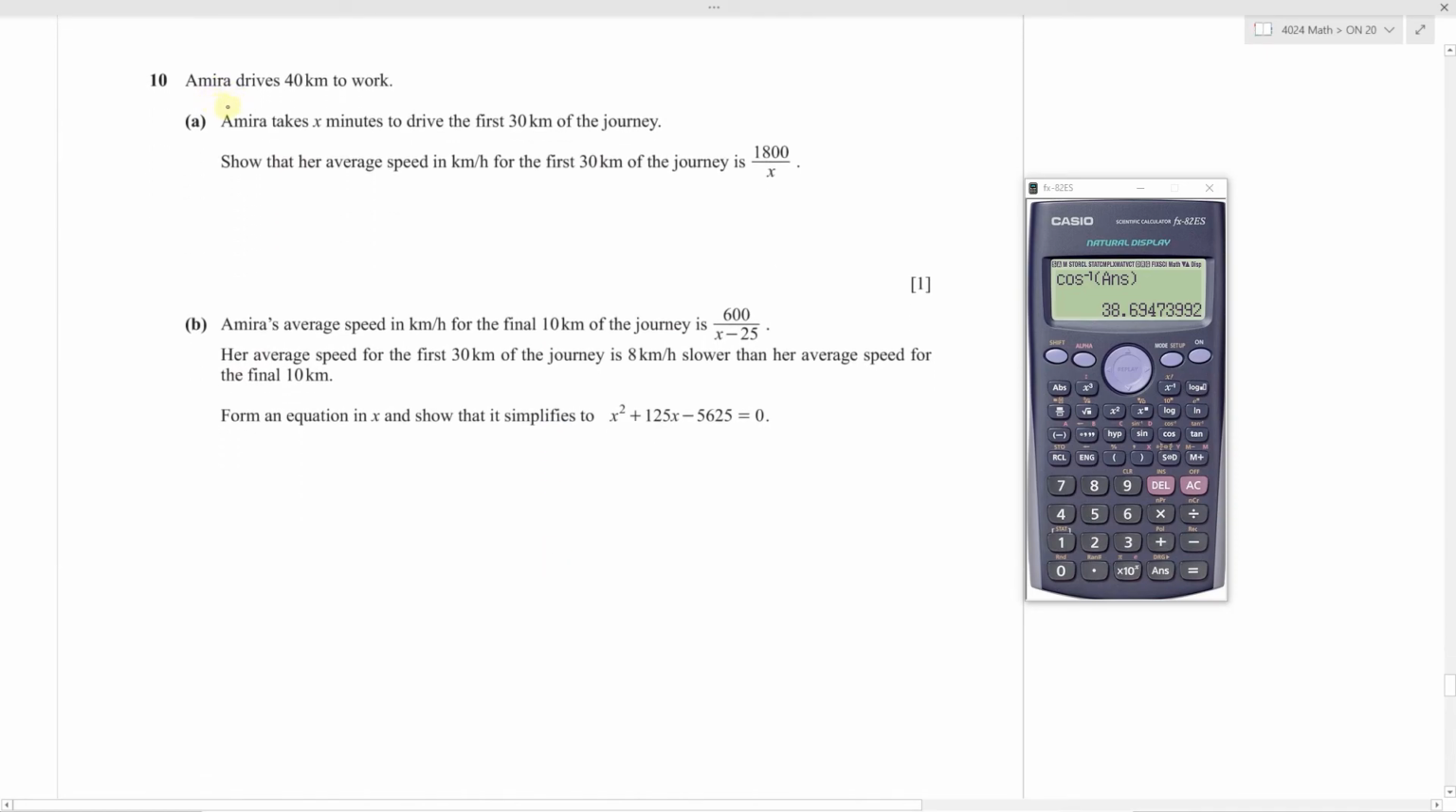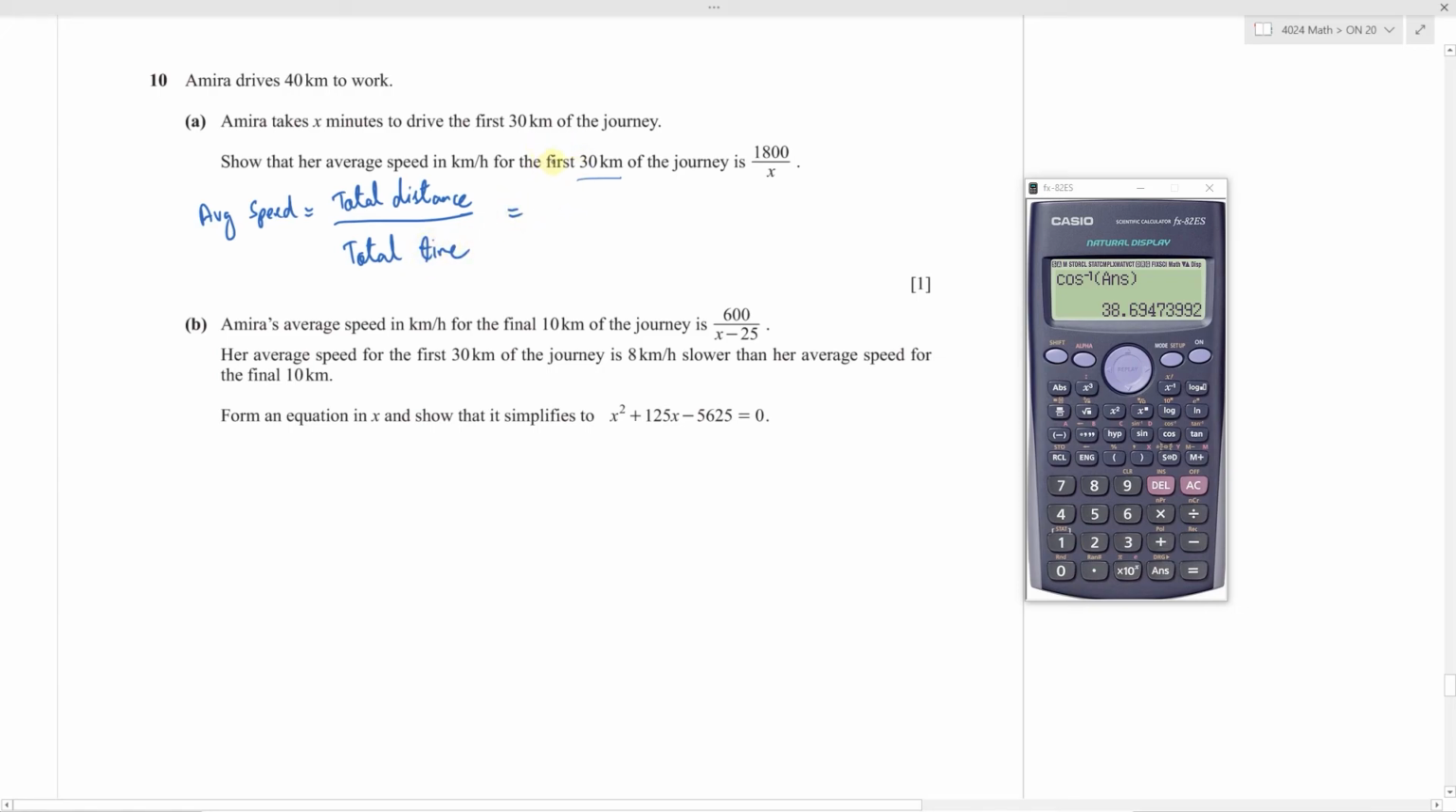Question number 10 is Amira drives 40 kilometers to work. Part A is Amira takes X minutes to drive the first 30 kilometers of the journey. Show that her average speed in kilometers per hour for the first 30 kilometers of the journey is this. So your average speed is total distance divided by total time taken.